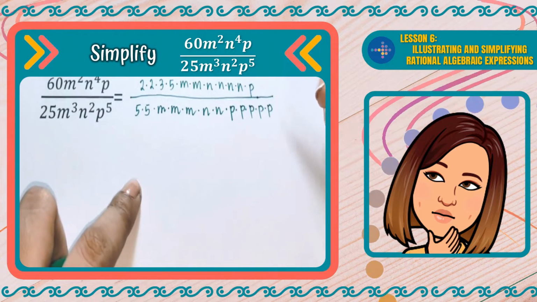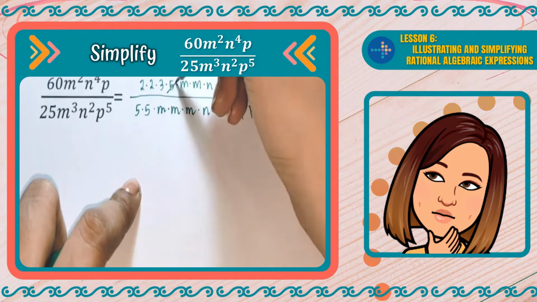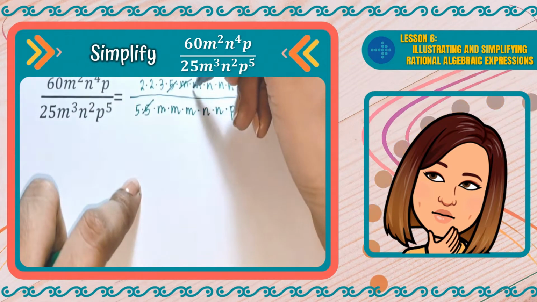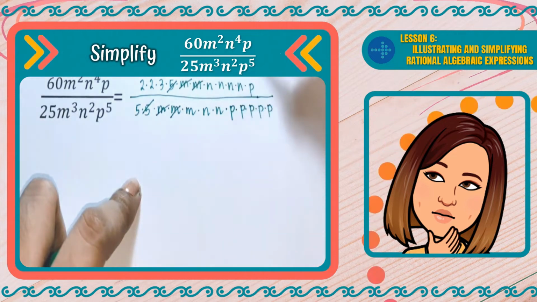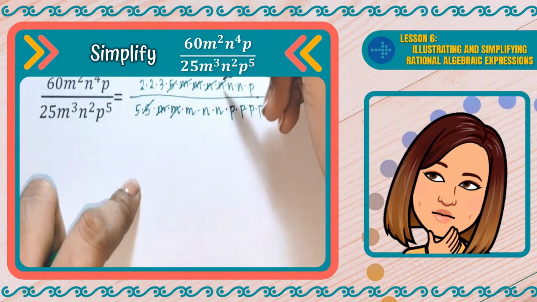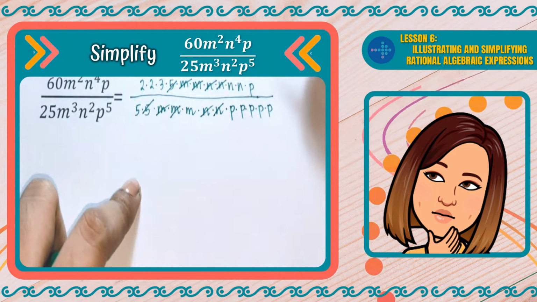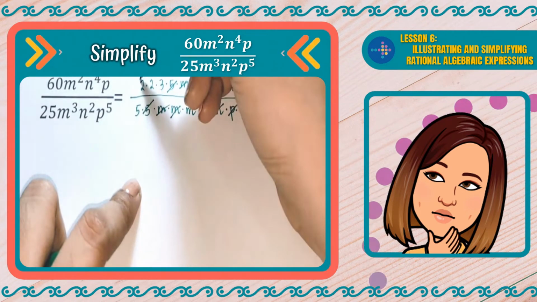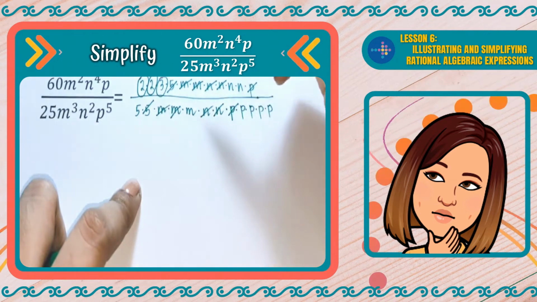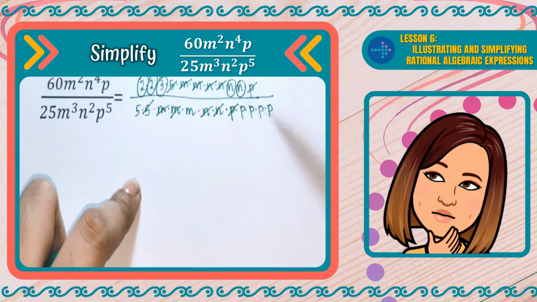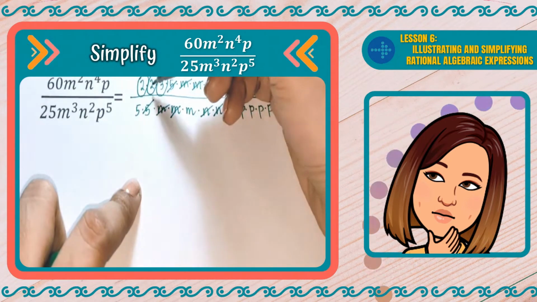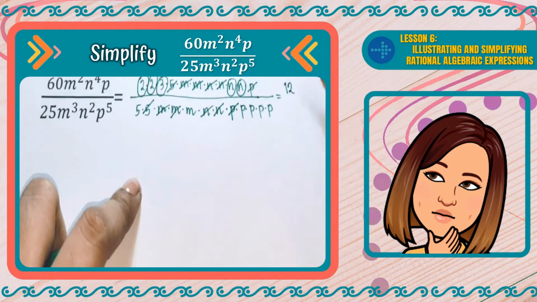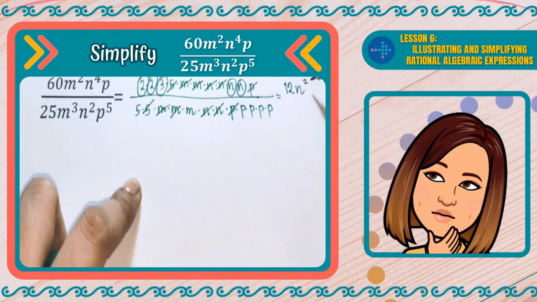Then cancel common factors. So we have 5. How many m? We have 2. How many n? We have 2 again. Then for p, we have a single p. So the remaining factors for the numerator are 2, 2, 3, then 2n's. When we multiply 2 times 2 times 3, the answer is 12. Then n times n is equal to n squared.